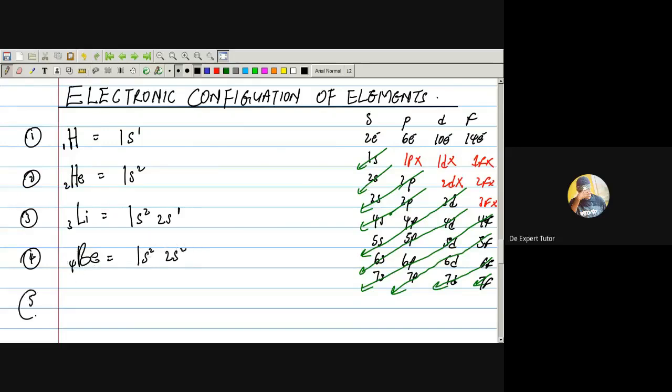So number 5. Let's look at boron, which is number 5. So I have 1s2, 2s2. Now, if you observe, I have 1 more electron. If we check, 2 plus 2 is 4. I have 5 electrons to fill. I have 1 more. Where do I put that 1 more?